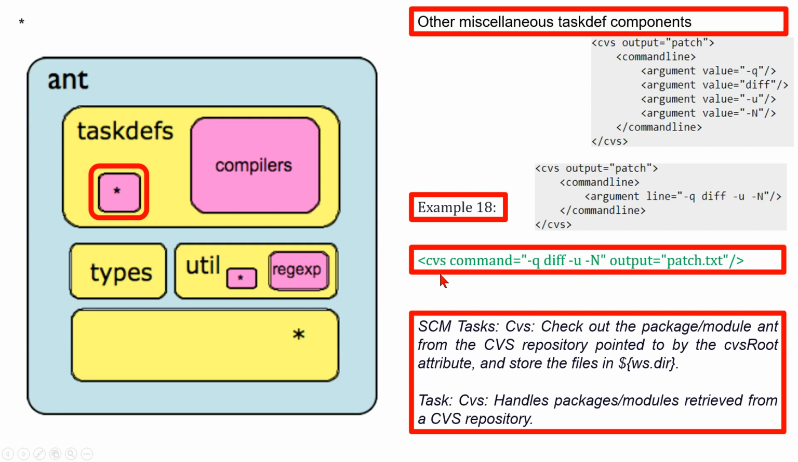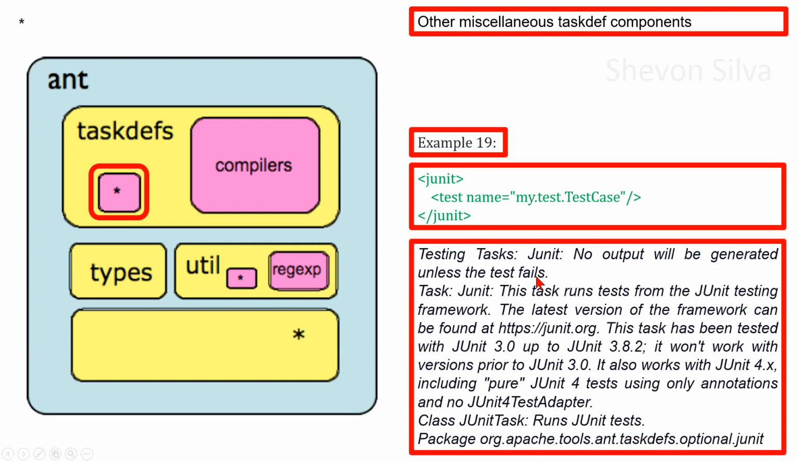Here the task, here we are considering JUnit in testing task. Here no output will be generated unless the test fails. Task JUnit, this task runs tests from the JUnit testing framework.